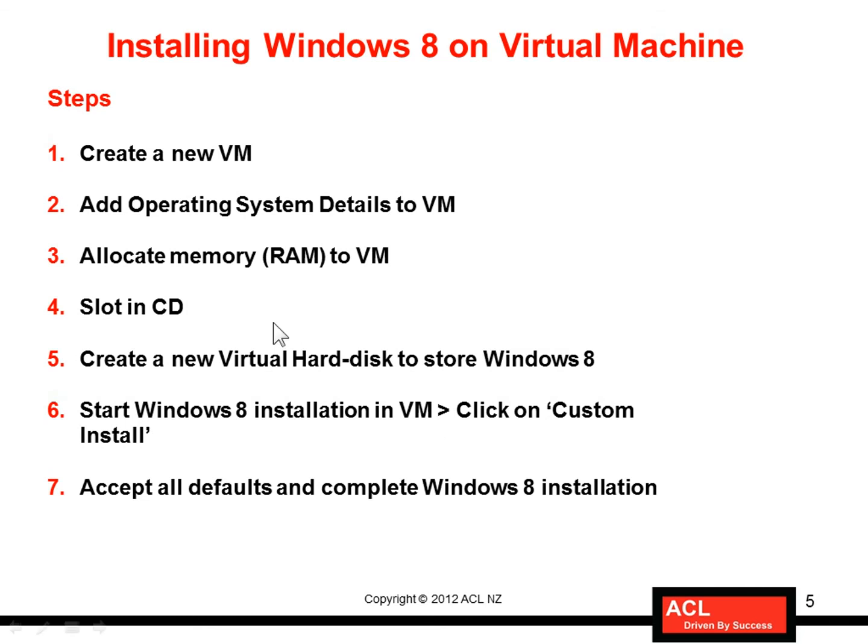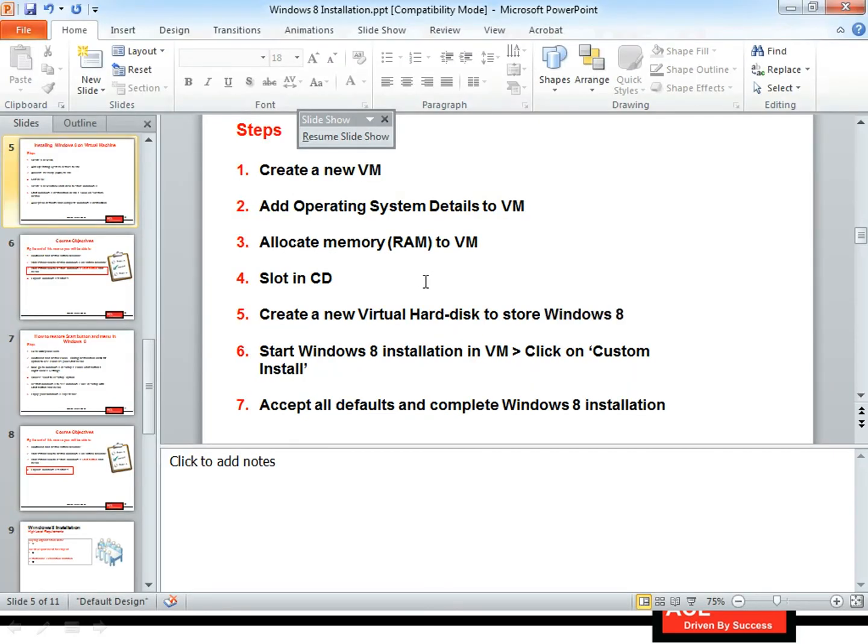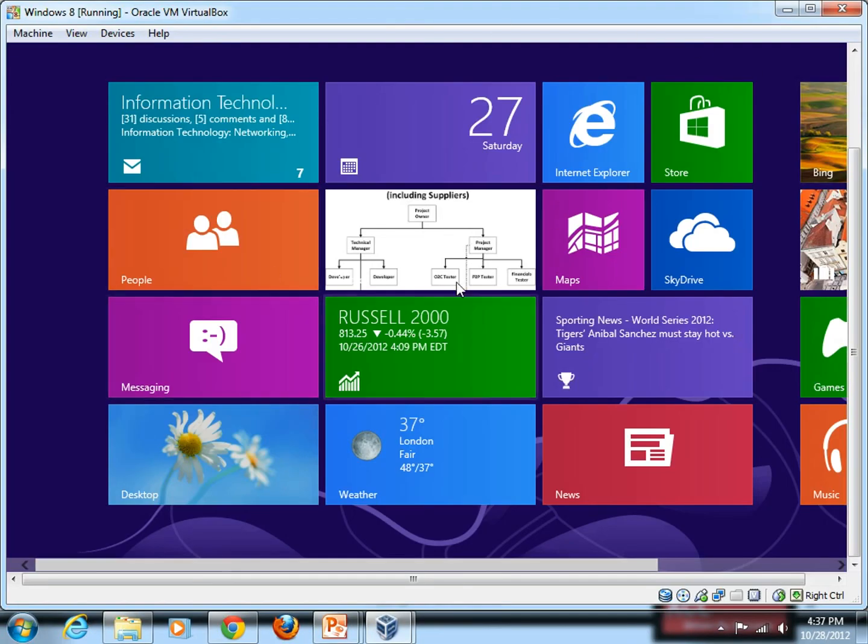Before we go on, let's quickly go through what we have done so far. We started by creating a new virtual machine. Then we added the operating system details to that virtual machine, which is Windows 8. Then we allocated 4 gig of memory to the virtual machine, but the recommended minimum memory size is only 2 gig. Then we slotted in the CD and booted from the CD. We also created a new virtual hard disk to store Windows 8, just as it appears now in this virtual machine.